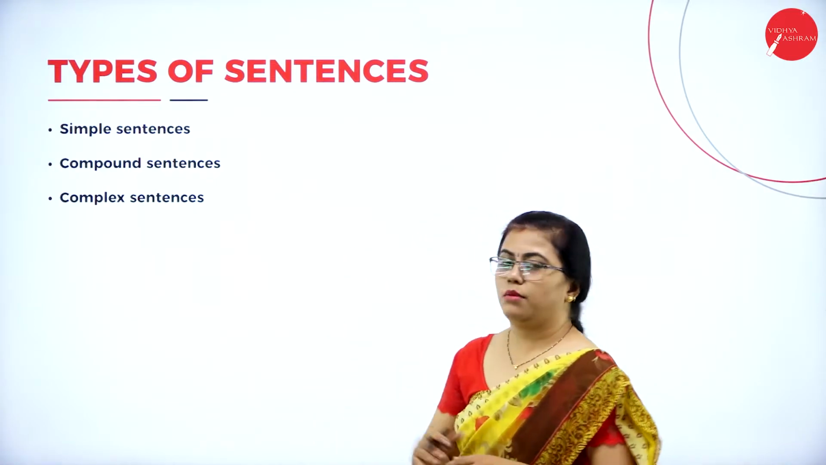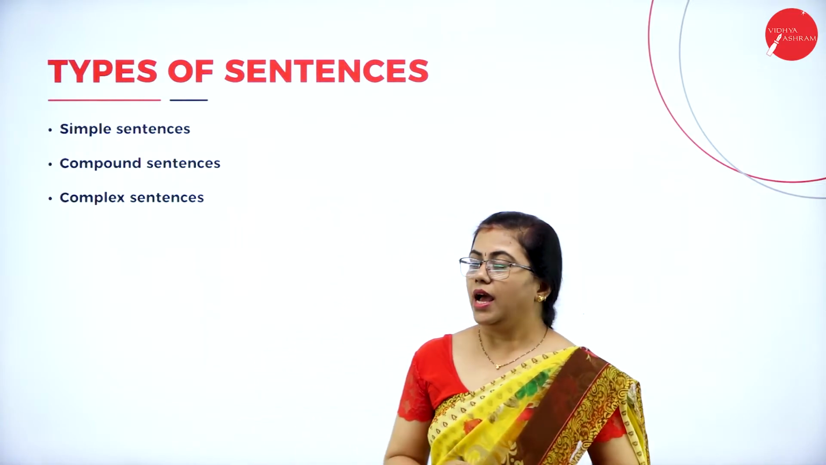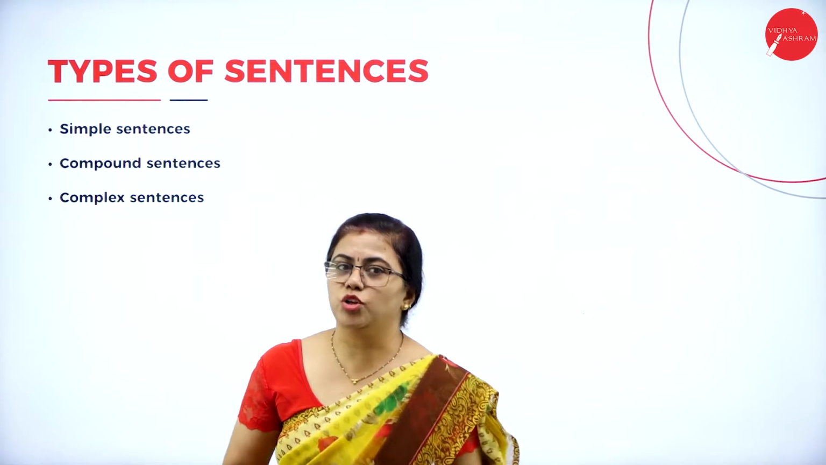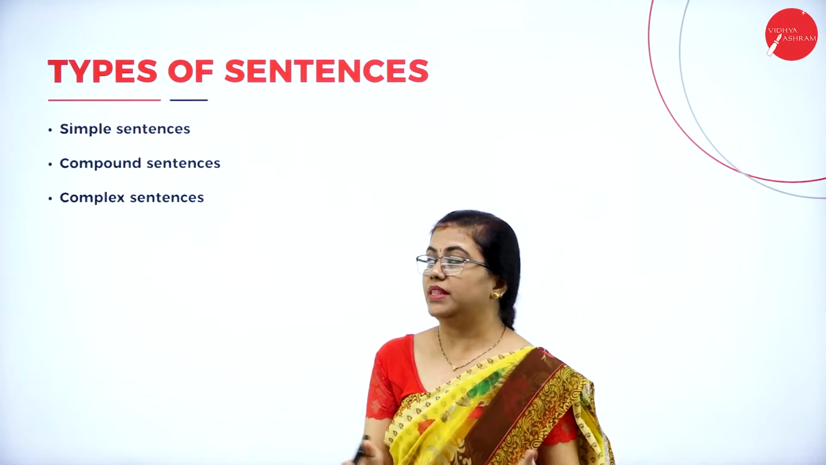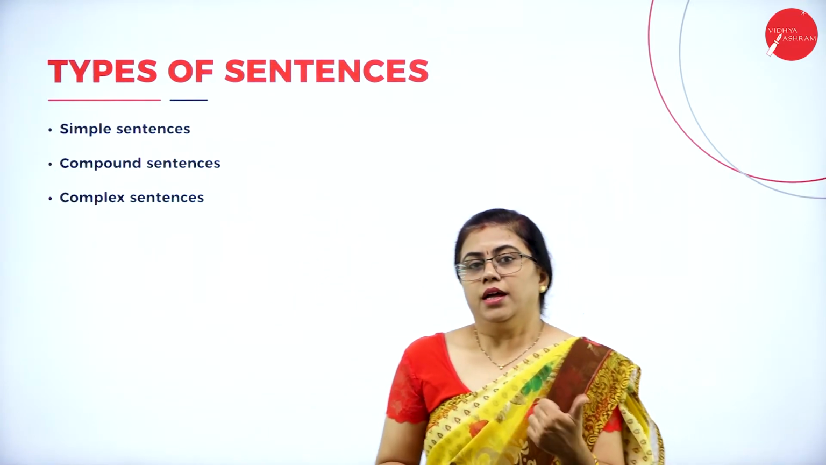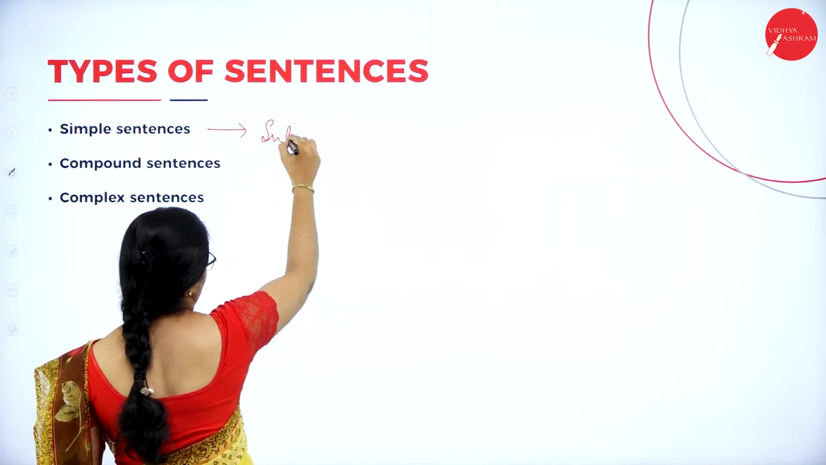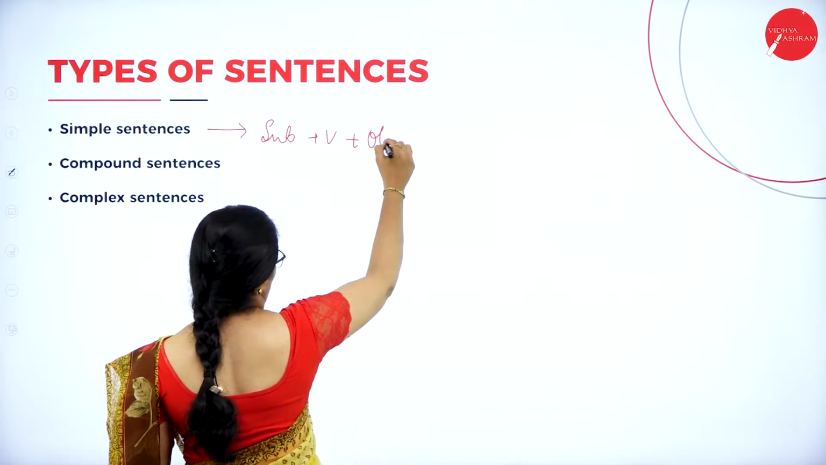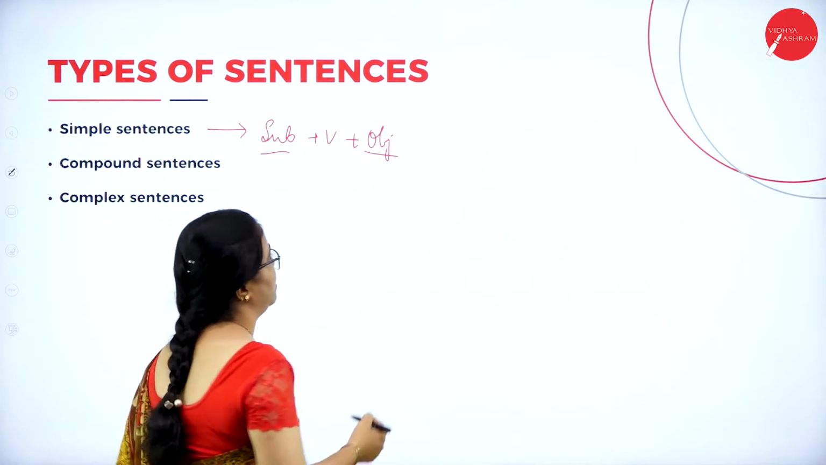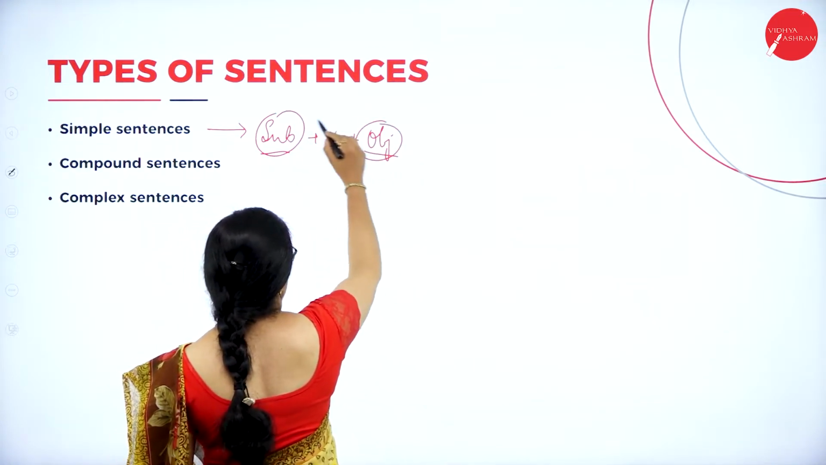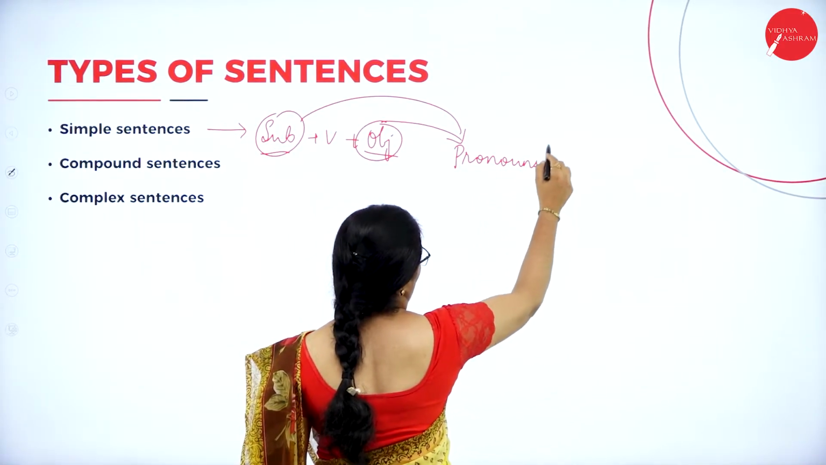But basically we have to understand 3 different types of sentences, that is simple, compound and complex sentence. As the name says, a simple sentence is very simple to understand. You will have subject, verb and object. So this sentence pattern will be there in simple sentences. The subject and object can be pronouns or nouns also.